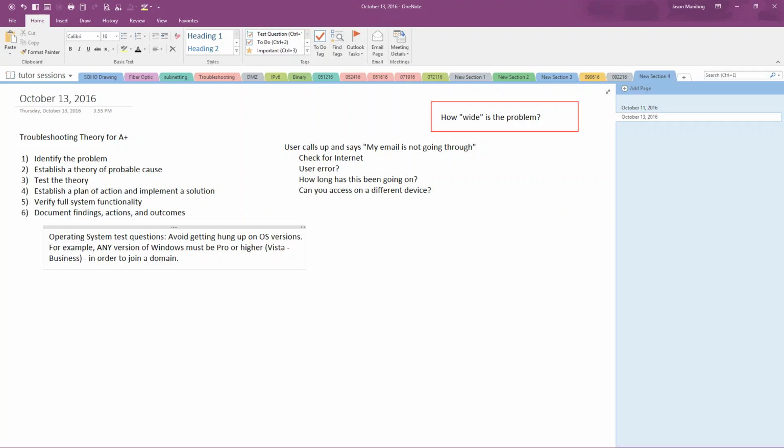So with some Windows operating systems, they have Ultimate versions. 7 has Ultimate. Vista has Ultimate.